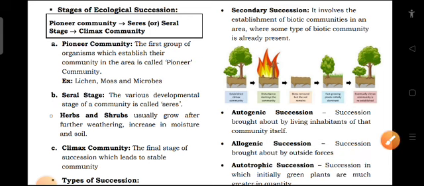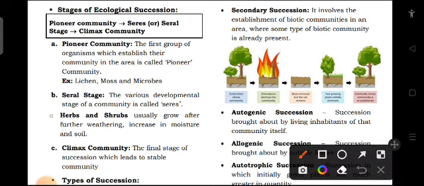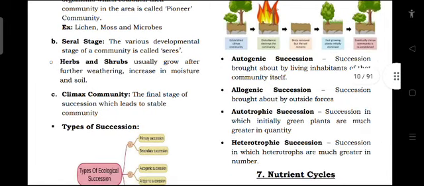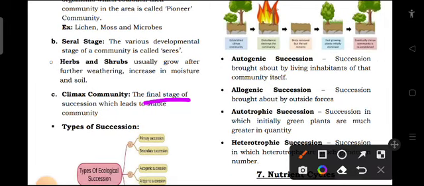Then the middle stage, the serial stage. Here development happens. The various developmental stages of a community are called seres. In this particular community we will have herbs, shrubs, etc. They usually grow after weathering, increase in moisture and soil. From lichens we have herbs in this particular stage. Then the last stage is the climax community. This is the final stage of succession which will lead to a stable community, that is the climax community.